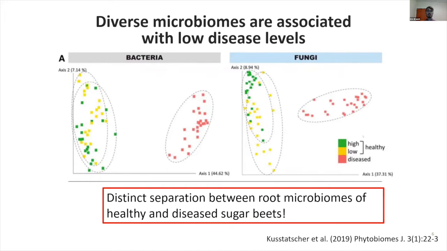Some recent research from Europe has made the connection between sugar beets and the root microbiome, finding distinct differences between healthy and diseased sugar beets. We can see the healthy beets shown here in yellow and green, while the diseased beets are shown in red.